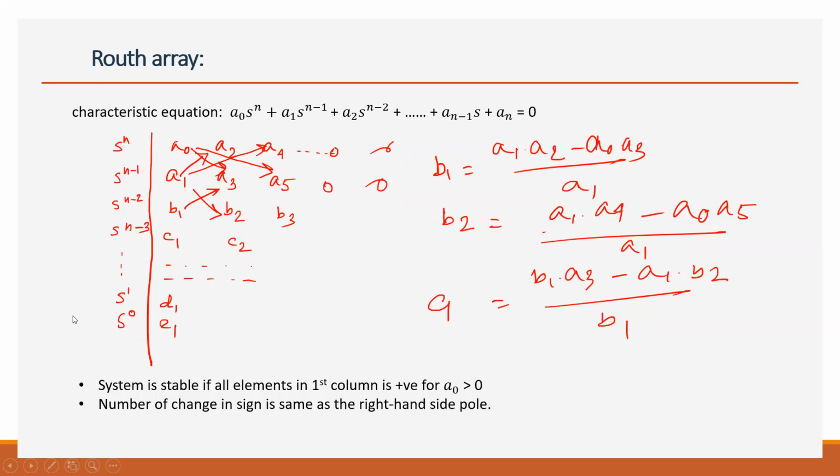If anything is negative, let's say B1 is negative, it means the system is not stable. You have poles on the right hand side. That is the first and foremost conclusion. The second thing it tells you is how many poles you have on the positive side. So how do you decide? You see the number of changes in sign.